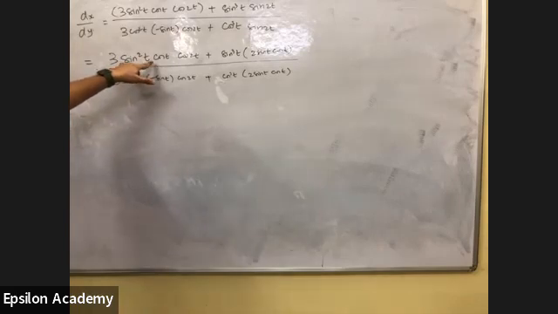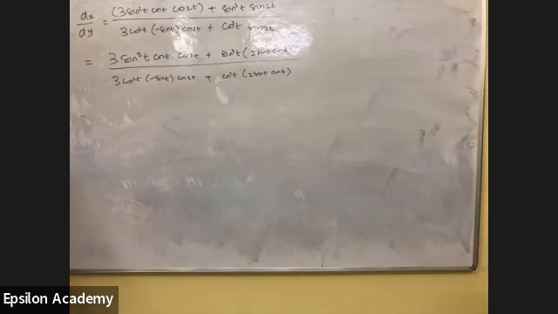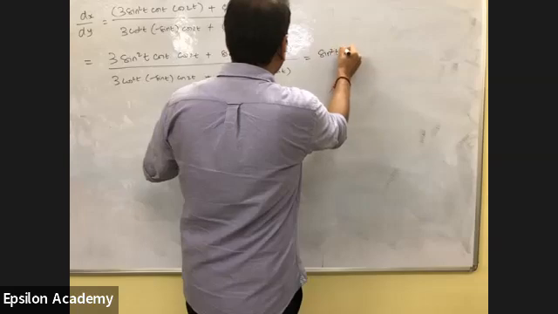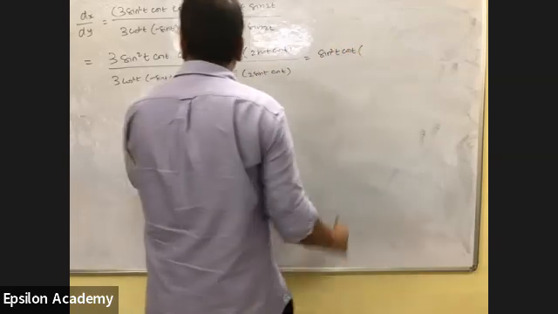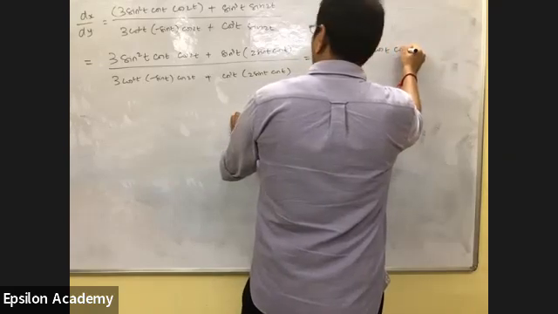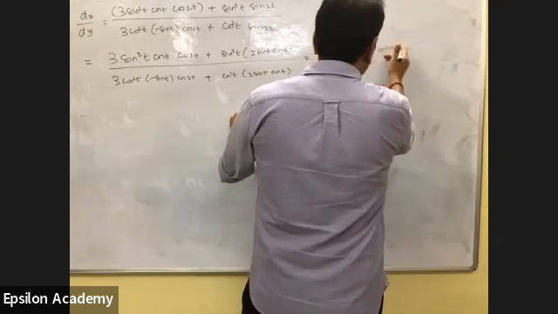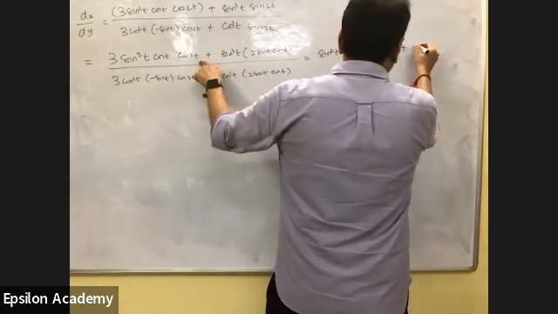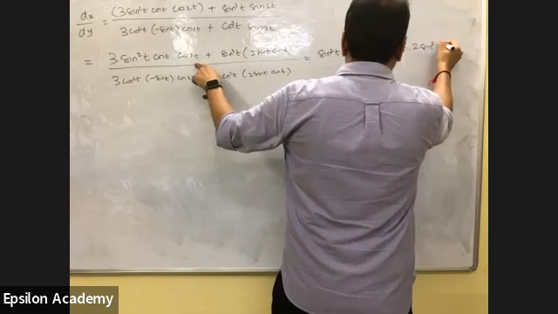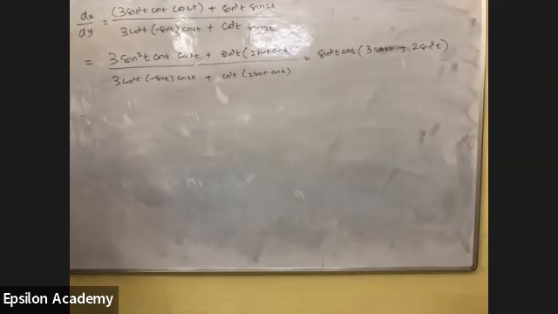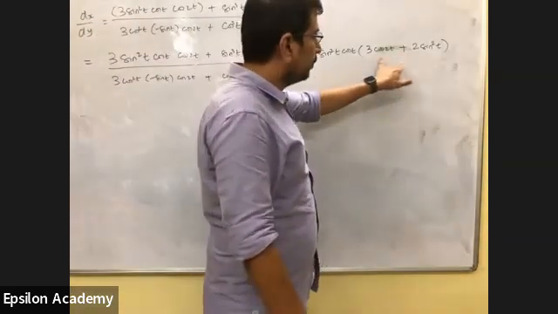Can you take out sin square t cos t common from the numerator and denominator? Right. So I write it as sin square t cos t into what is left, 3 cos 2t, correct? Plus 2 sin square t. Check. Correct? 3 cos 2t plus 2 sin square t.